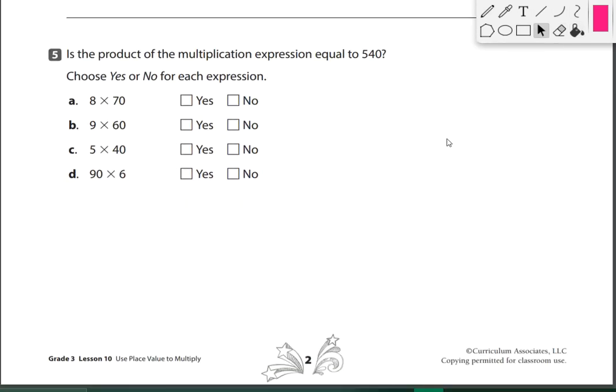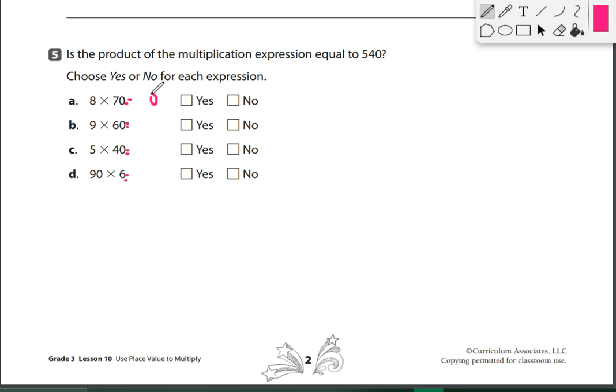All right, last question set. Is the product of the multiplication expression equal to 540? Yes or no? All right. So I'm going to do the same thing. I'm going to put my equal signs behind. That way, if I am distracted because, say, my younger sibling comes running through the room screaming, I have not lost my train of thought. My work is right here in front of me.